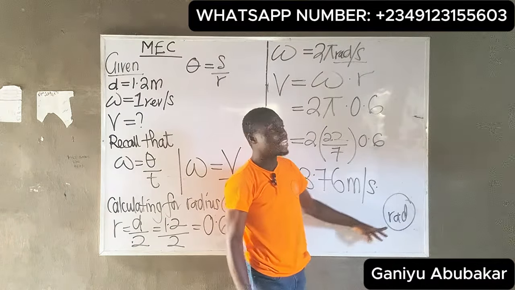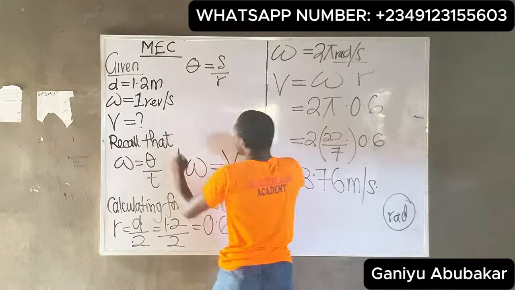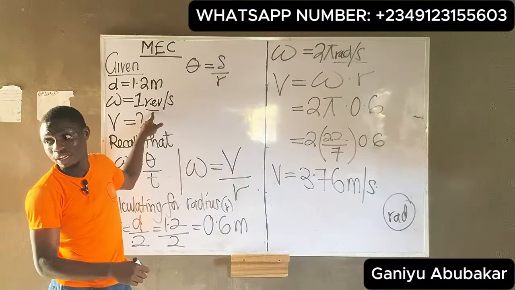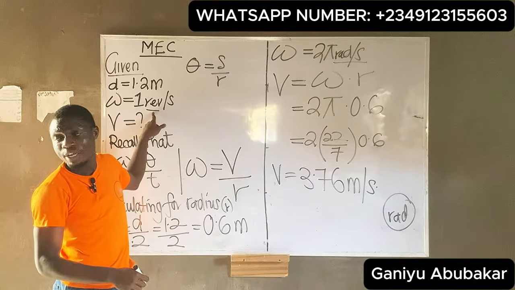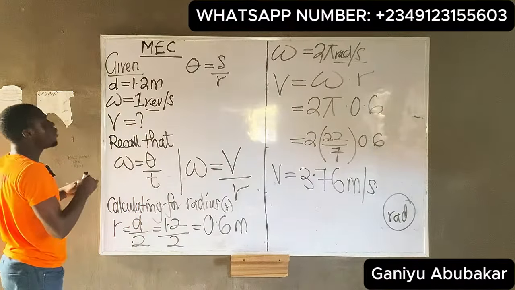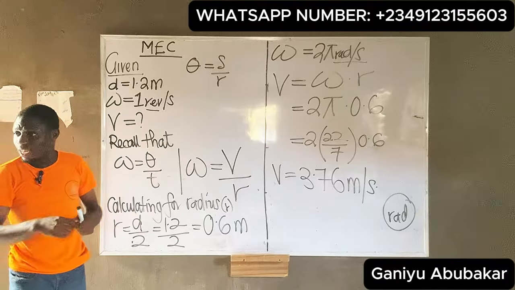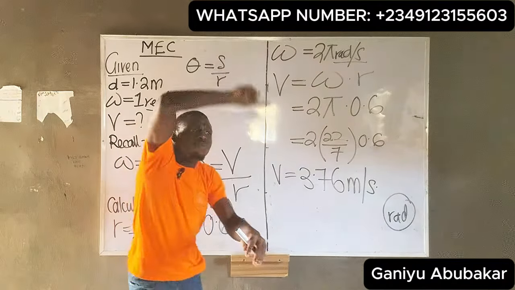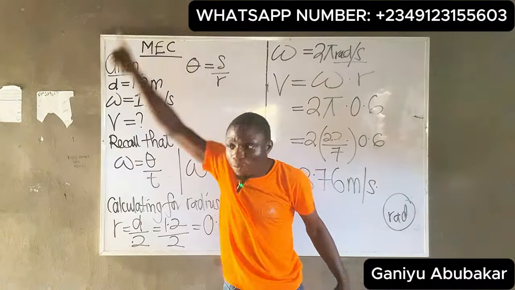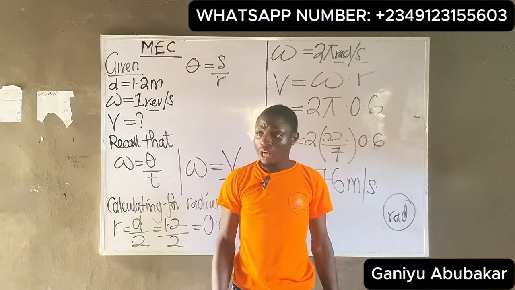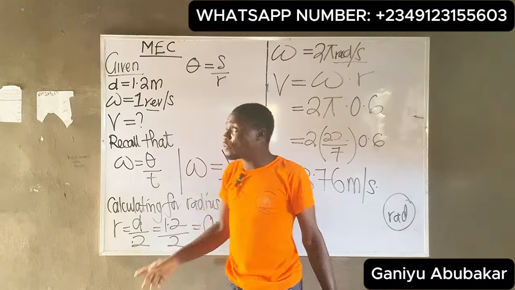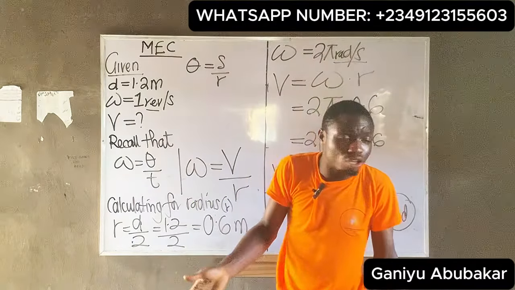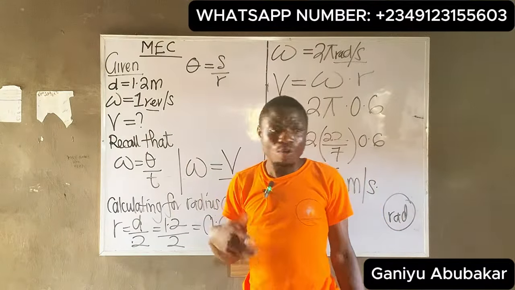Are we good now? It is revolution that has a value. And that's the 2 pi. One revolution, it moves around the circle, a full circle. And that full circle is what? 360 degrees. That's 2 pi. If they said half a revolution, that's 1 pi, 180.